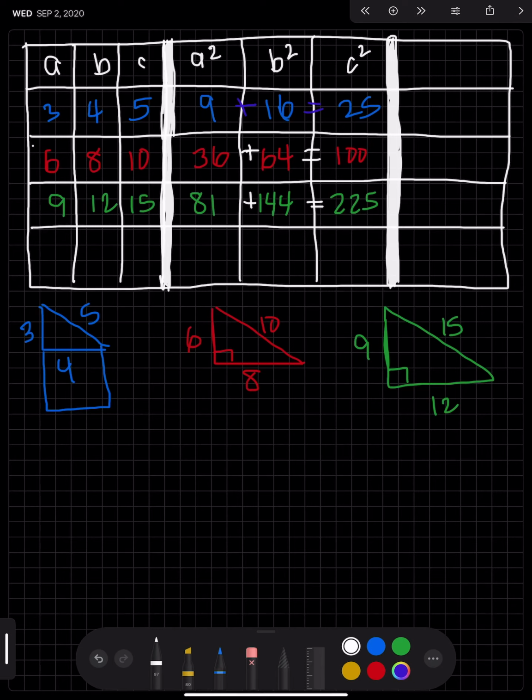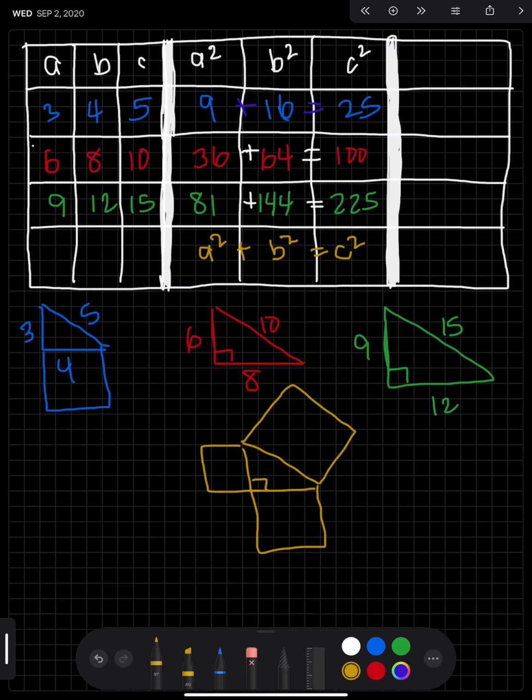So the formula that we found is that a squared plus b squared equals c squared. The basic idea here is if I take a right triangle and I put squares on each side, every time I do this, what will happen is a squared plus the value of b squared. So these two squares, if you add them together, they're going to equal c squared. All right, and that's how Pythagorean theorem works.